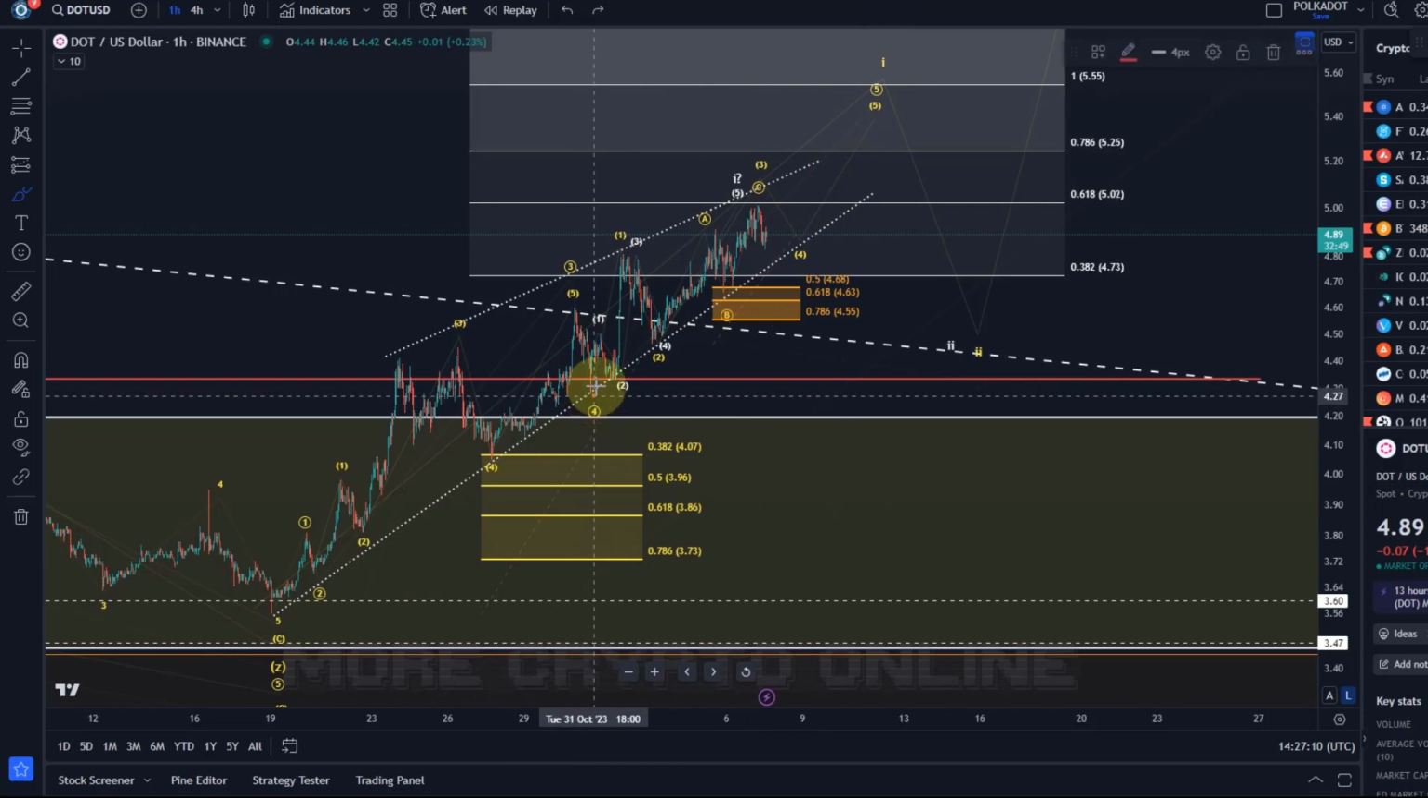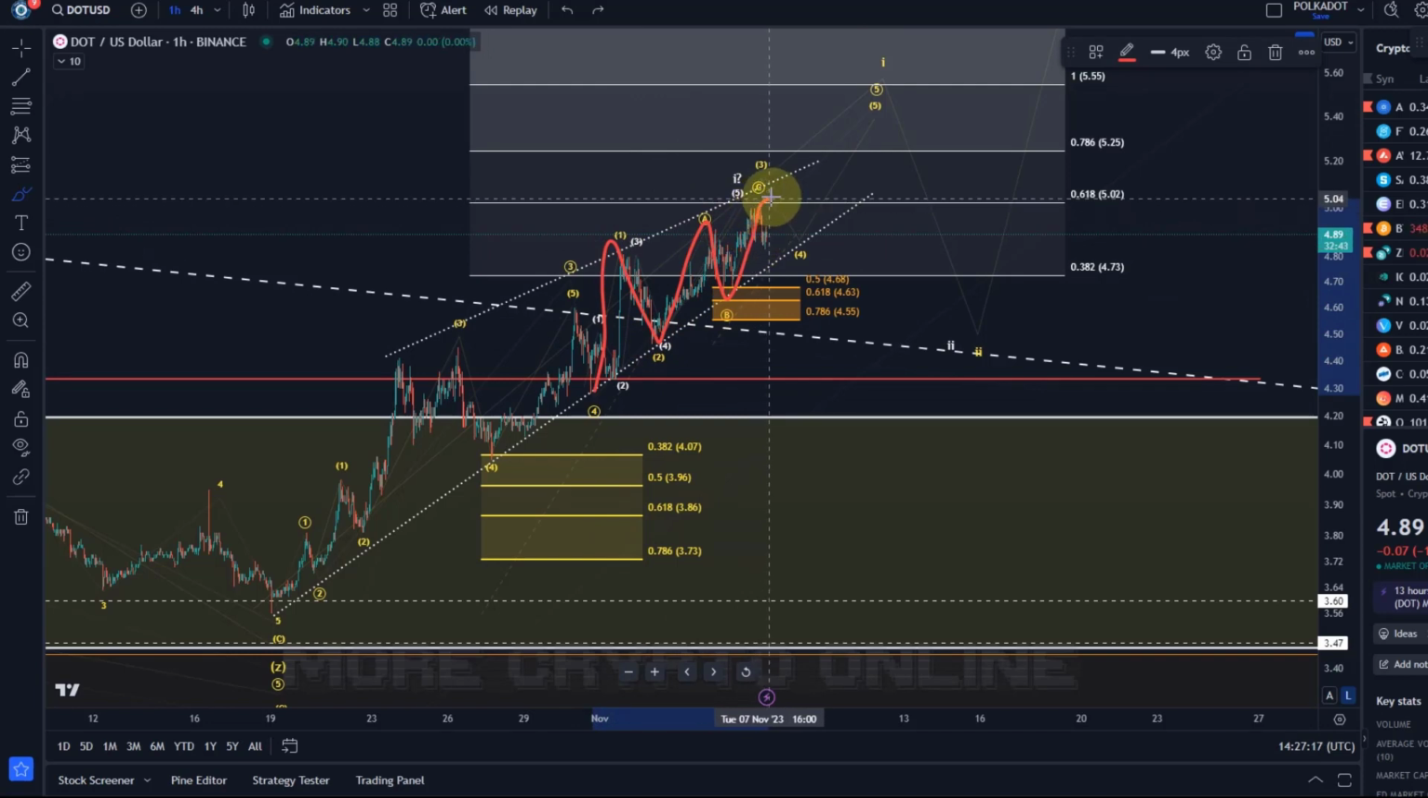So in here we have a wave 1 as an ABC, a wave 2. Then the wave 3 would be an ABC that could also stretch a little higher, okay? Then we should get a 4 and a 5. So I'd like to see at least one more high, possibly to 5.25, the next fib extension, or 5.55.